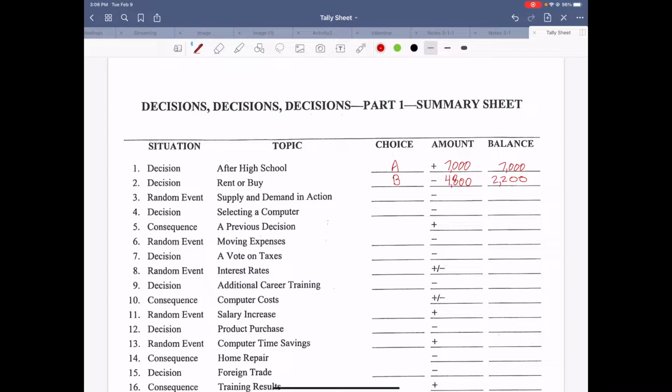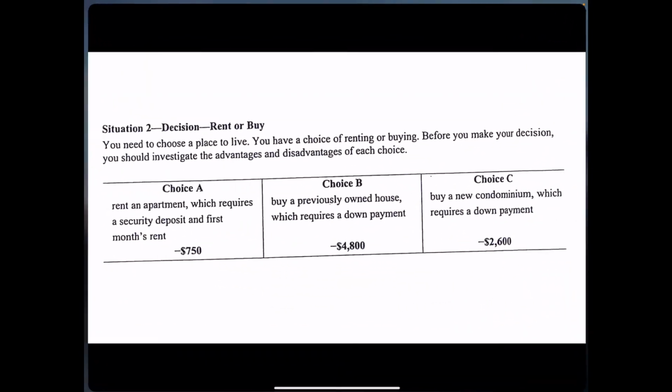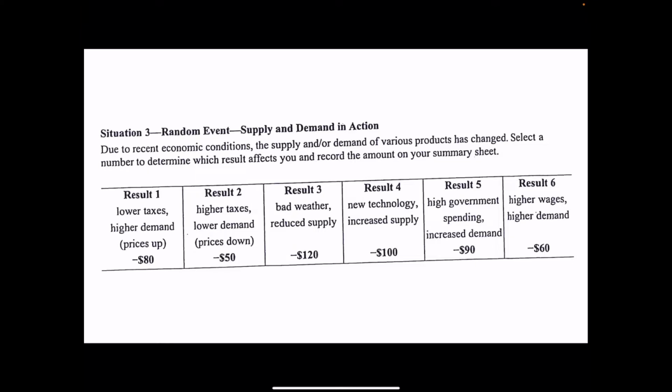Okay, number 3, we'll do one more back and forth, and then I'm not going to keep coming back to the summary sheet. Decision 3, random event. Due to recent economic conditions, the supply and demand of various products has changed. Select a number to determine which result affects you and record the amount on your sheet. So I'm going to go to my little sheets of paper that I have here, and I'm going to pull out a random number, and the number is 5. So, high government spending, increased demand. So we have to all subtract $90 for supply and demand action.